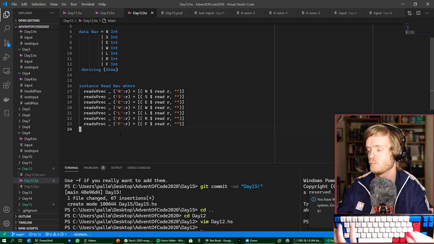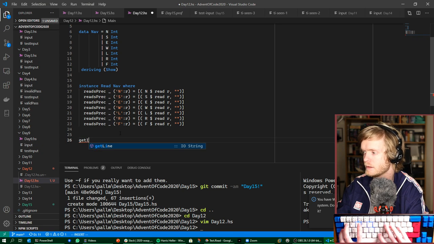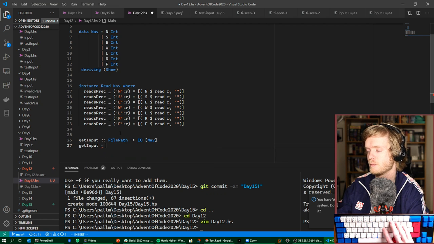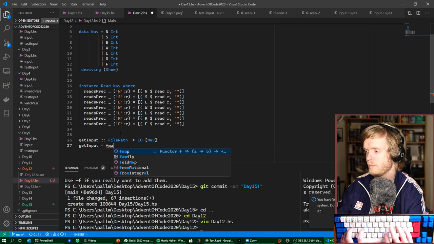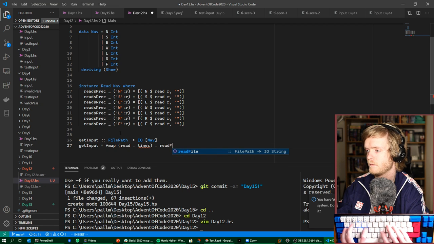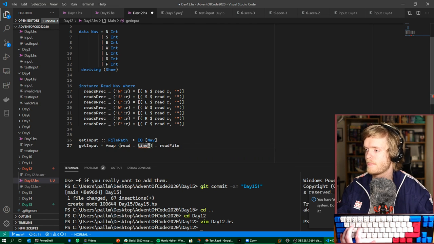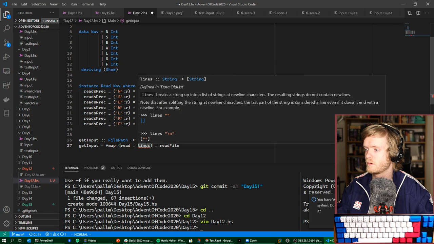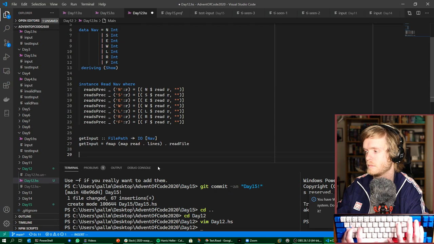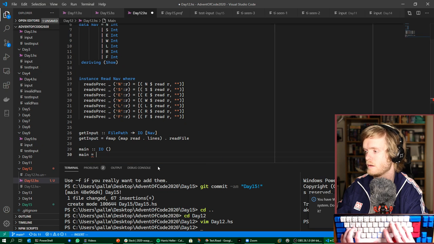LRF. Okay, and then getInput is going to take a file path and it's going to return us an IO of a list of Nav. getInput is going to be fmap read . lines of readFile. I think I have to do map. Now main, IO main equals getInput testInput into print.